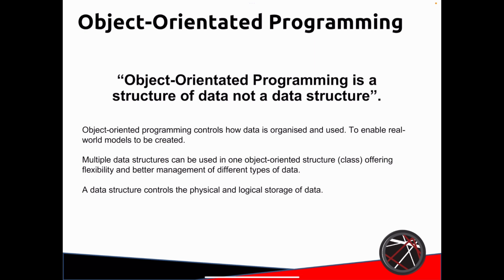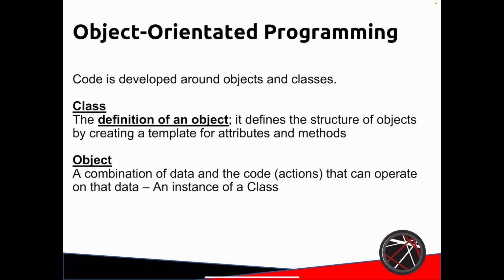So with object-oriented programming, what we're actually talking about is the structure of data, not a data structure. There's a distinction between those two things. A data structure is where you store data and how you go about storing that data, whereas the structure of data is how you organise those different types of storage methods, if you like. So how are we going to group and organise the range of variables that we've chosen in a particular situation, and just having that sort of awareness of the management of that.